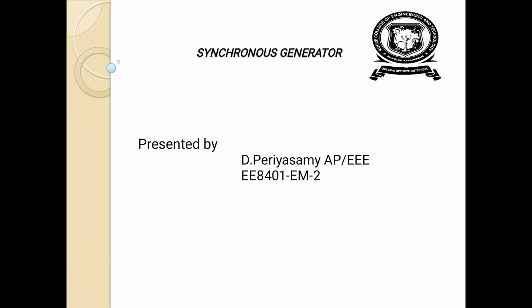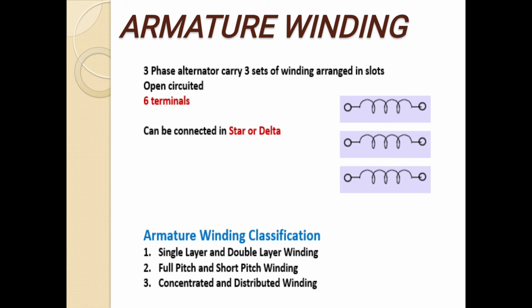Today we are going to discuss the topic of armature winding. In a three-phase synchronous generator, three different sets of windings are arranged in the armature stator, and the phase difference is 120 degrees between each winding of the three-phase induced EMF.